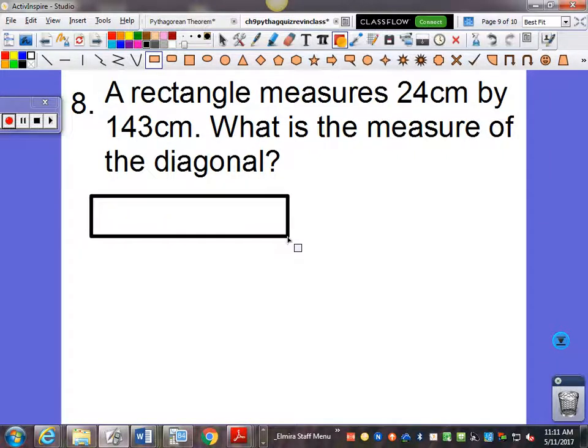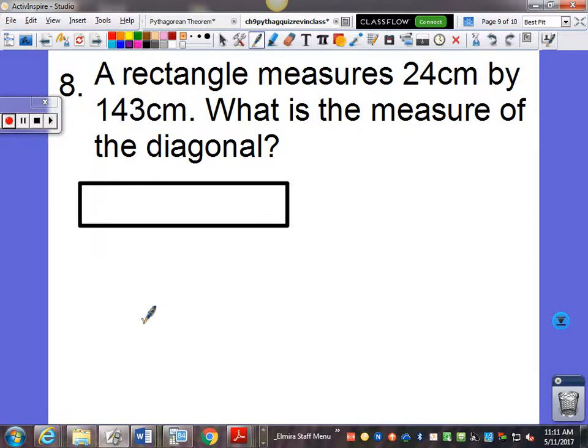Okay, here's a rectangle. And, well, man, why are we doing rectangles? This is a unit about right triangles. Well, hold on. Let's just finish reading the problem here. Okay, a rectangle measures 24 centimeters by 143 centimeters. What is the measure of the diagonal?